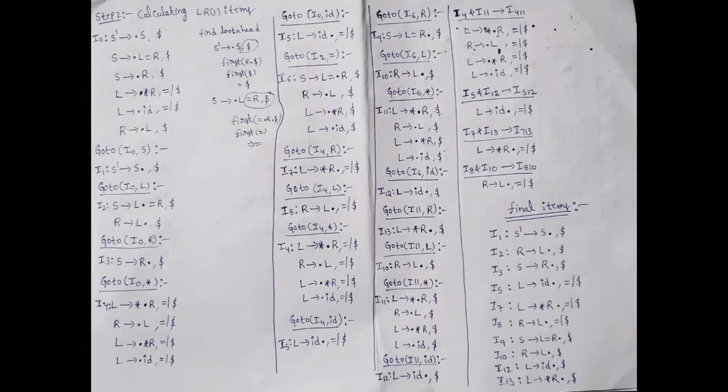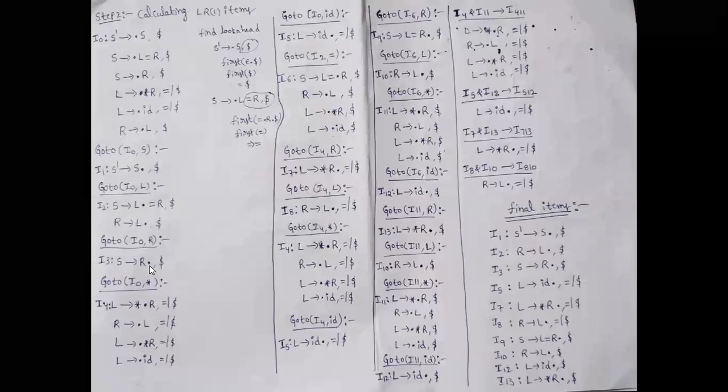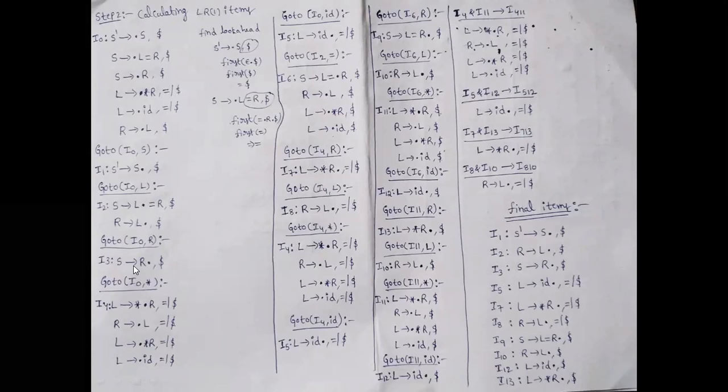So I2 is completed, go to of I2 is completed, considering I3. After the dot is placing at the right end of the production, then no need to expand this one. So I3 is completed. Okay, next go to of I4.